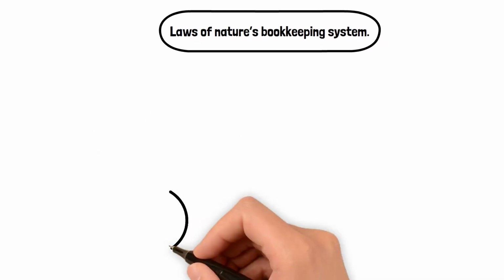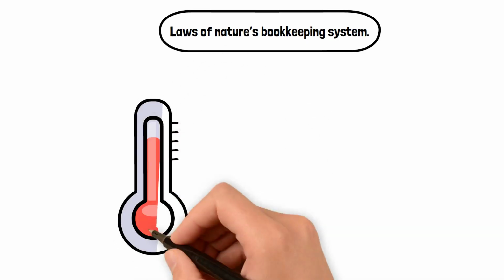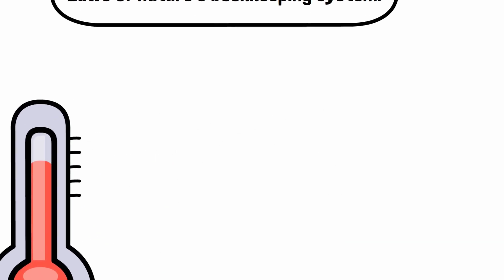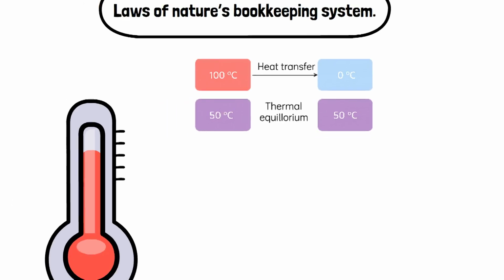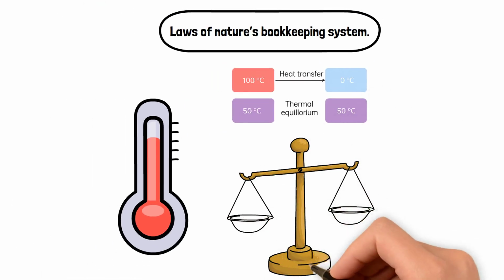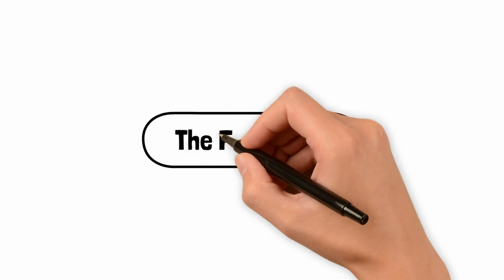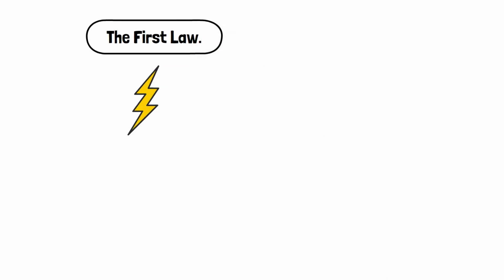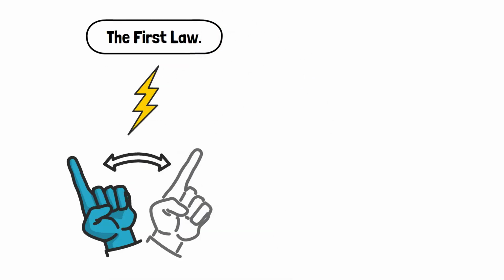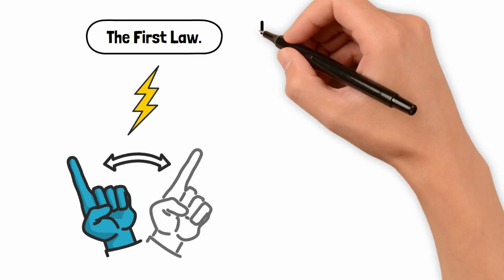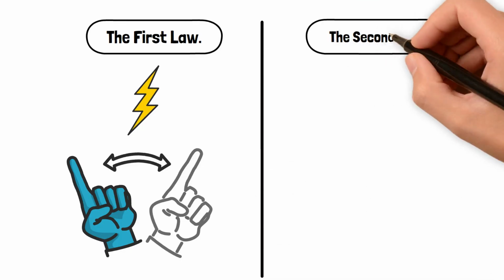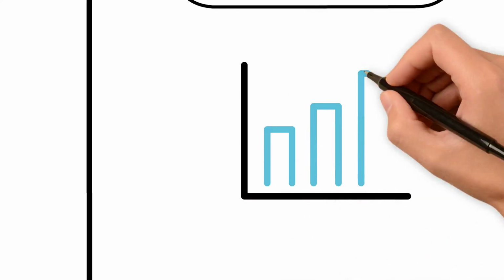The zeroth law defines temperature and establishes thermal equilibrium. If two objects are each in equilibrium with a third, they're in equilibrium with each other. The first law, energy cannot be created or destroyed, only converted from one form to another. The second law, in every process, disorder, or entropy, tends to increase.